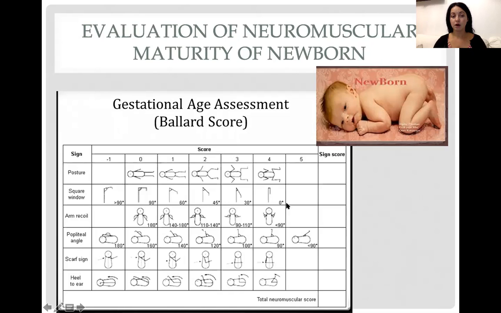Arm recoil: look how the child has the angle of the elbow. When you try to extend it, once extended, it comes back to this angle. This angle makes less than 90 when the child is mature. Popliteal angle, in analogy, this is the elbow, it is like the knee popliteal angle. So look, this angle makes about 90 or even less than 90 if the child is mature.